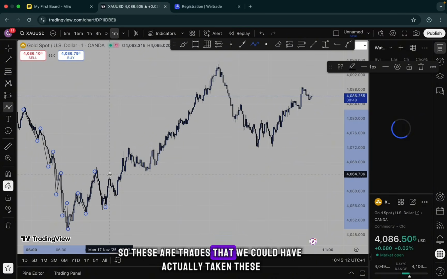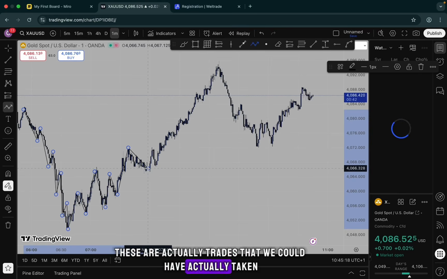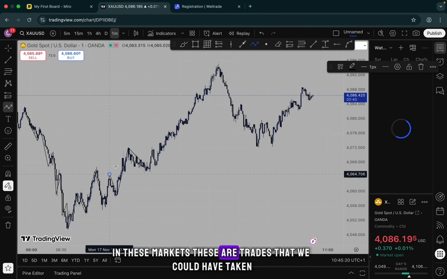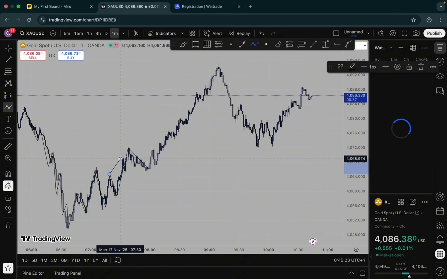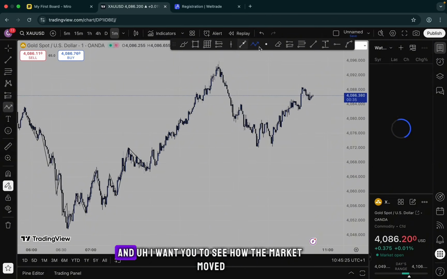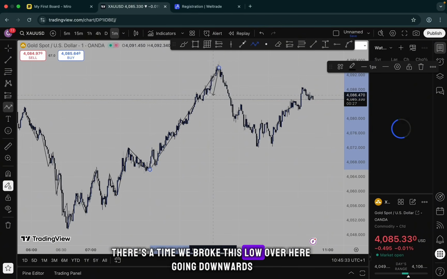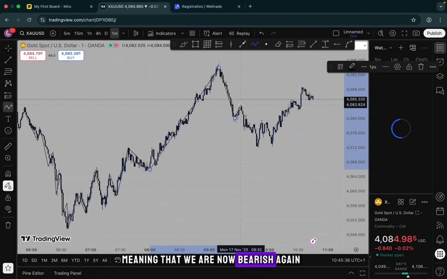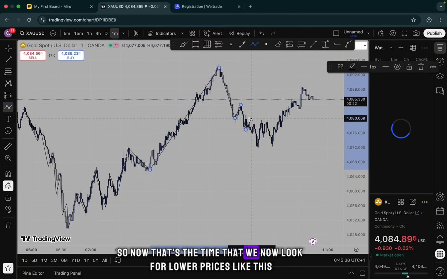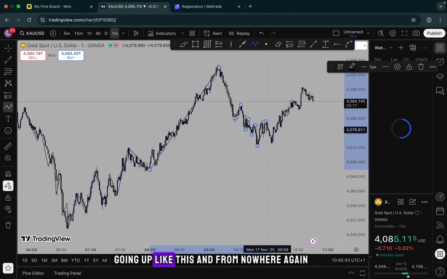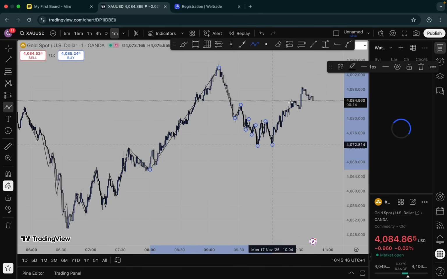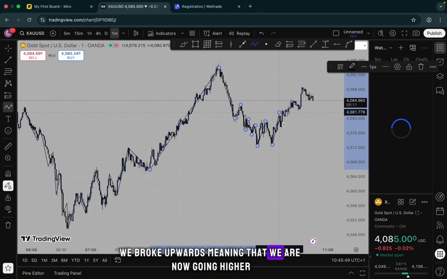So these are trades that we could have actually taken in these markets. And I want you to see how the market moved. Then we moved all the way to this zone, and then if you see, there's a time we broke this low over here going downwards, meaning that we are now bearish again. So that's the time that we look for lower prices like this, going up like this, and from nowhere again we broke upwards, meaning that we are now going higher.